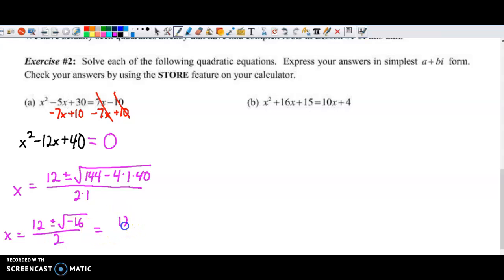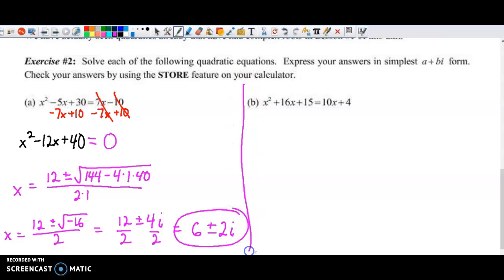And again, I would expect students to know that the square root of 16 is 4, the square root of negative 1 is i, and then just divide each piece by 2. So the answer I'm looking for is 6 plus or minus 2i. And you can leave your answer like that. So moving on to the next one. And again, feel free to pause the video, re-watch it, or write down your questions.